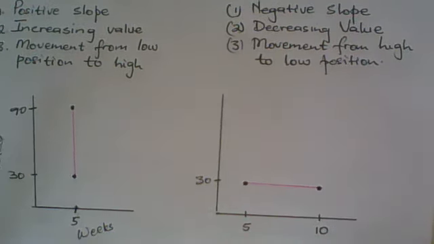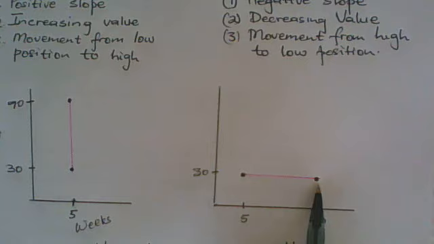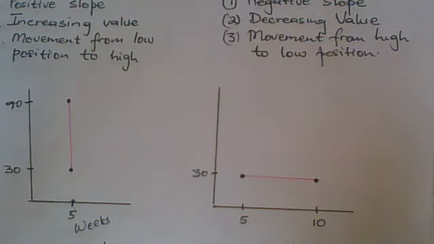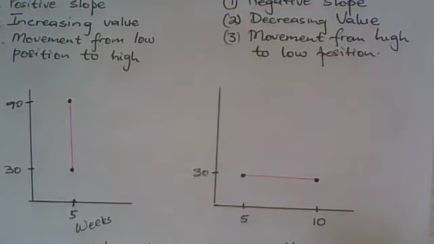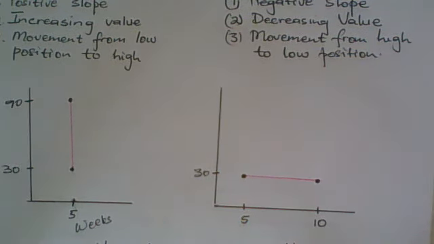When you have a horizontal slope, there will be no increase in value. If it's motion, there will be no increase in motion. That means the slope will be zero. A horizontal slope is also called a zero slope. There is no increase in value. So those are the different types of slopes.